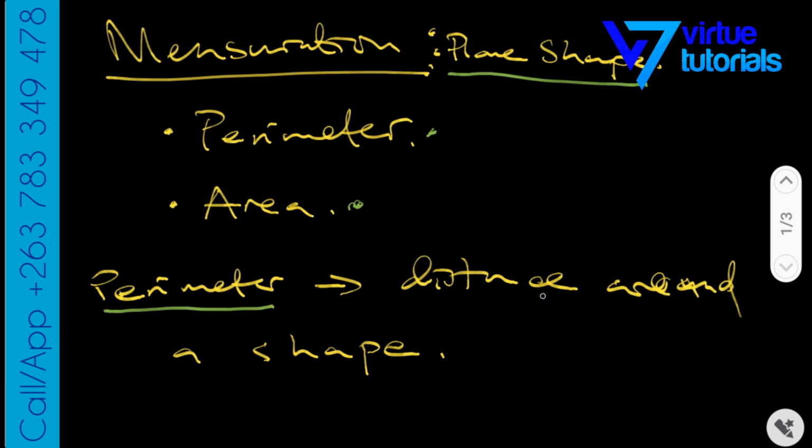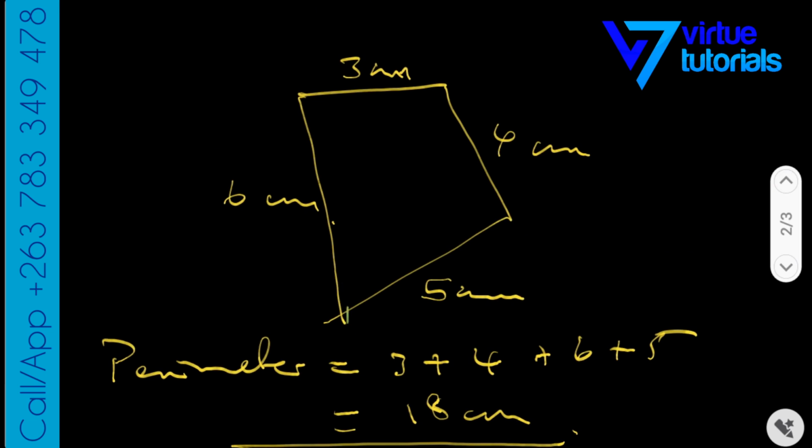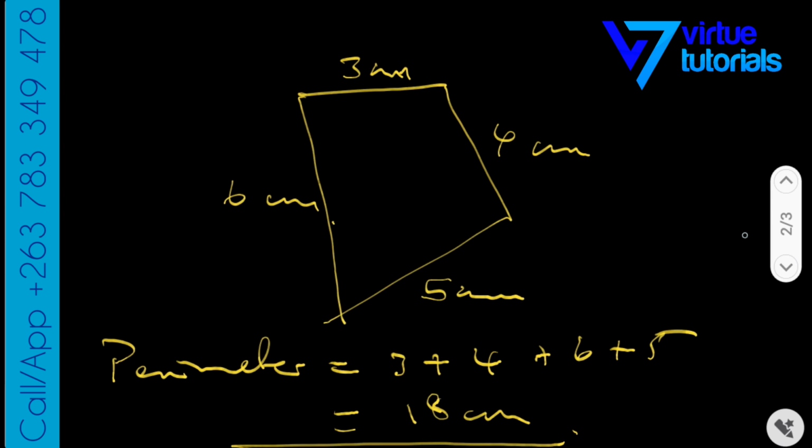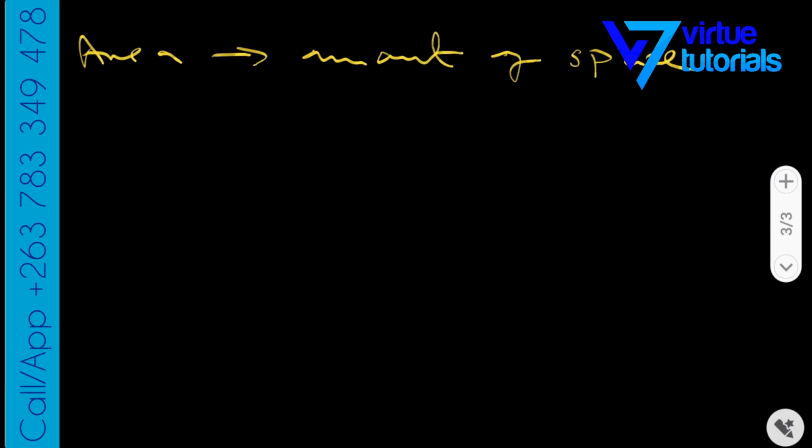Perimeter is the distance around a shape. So for example, if I have a shape with sides 3 centimeters, 4 centimeters, 5 centimeters, 6 centimeters, my perimeter will be equal to 3 plus 4 plus 6 plus 5. I'm adding up the sides to get 18 centimeters. That is my perimeter.